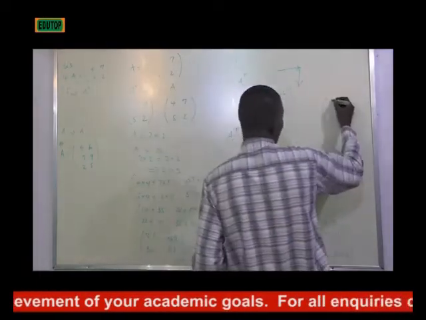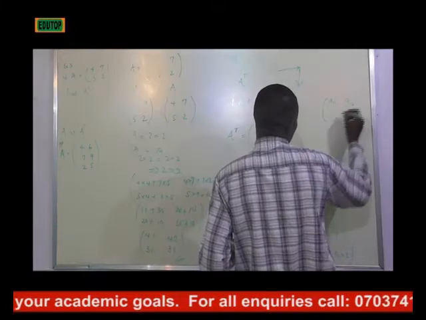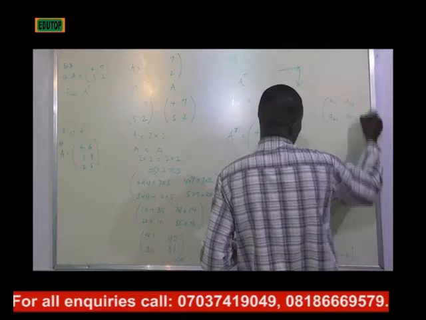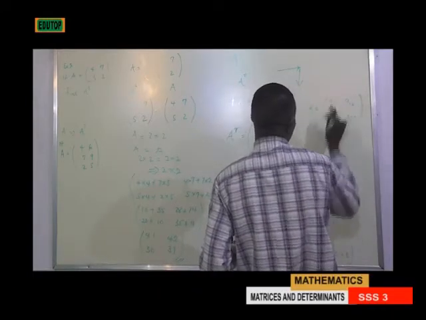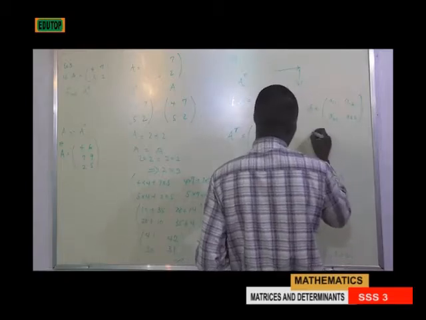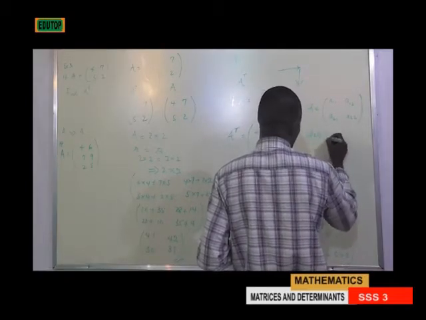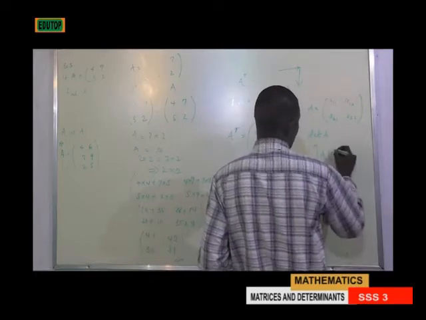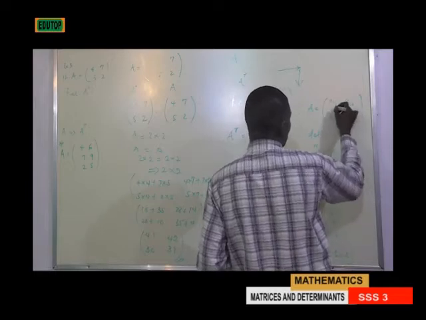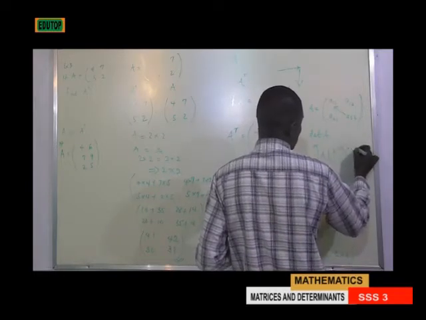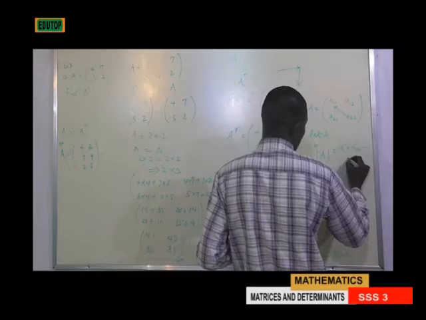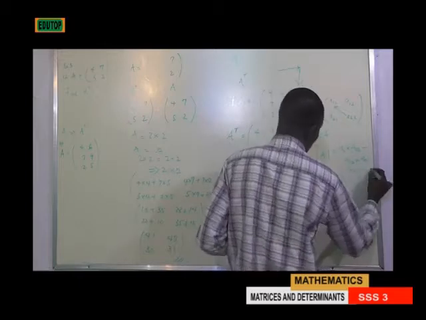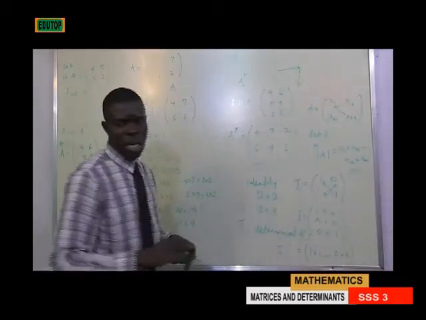So if you have A11, A12, then A21, A22, and let's say this is the matrix, then the determinant of this matrix can be denoted as det A or something like this. It will be equal to A11 times A22 minus A12 times A21. That is how to determine the determinant.